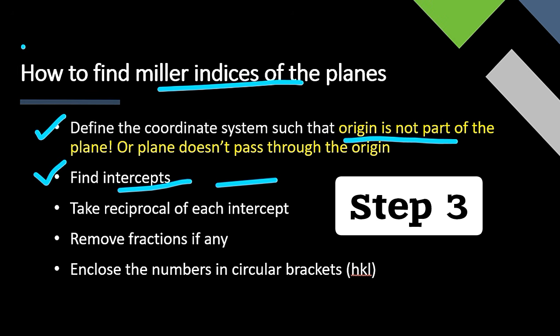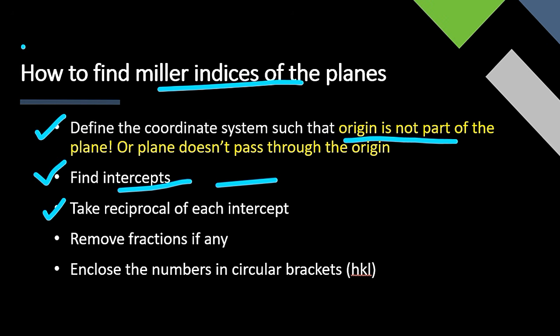Next, the step is to take the reciprocal of each intercept, so we'll take the inverse of each of these intercepts. We'll remove any fractions if we have any, and then we'll include those integers in circular brackets, and that is how we'll get our Miller indices. It could be confusing at first, but once we practice it, it will become crystal clear to you. So let's get started with the first example.